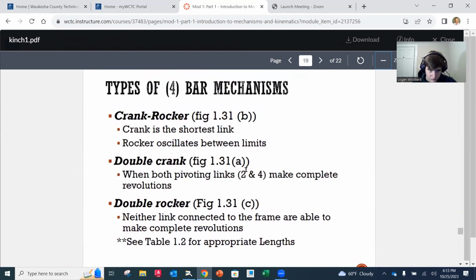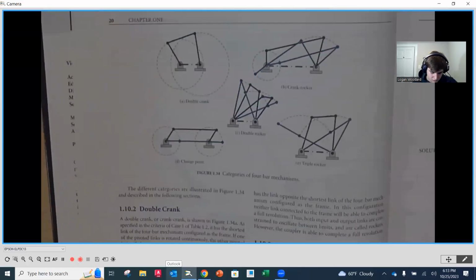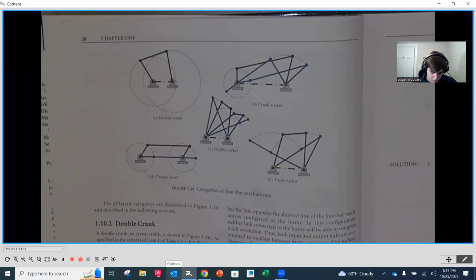I don't have the page number identified, it's a little bit further. As we look at our chapter, if we skip over sections, you're not responsible for them. If we skip over examples, don't worry about them. At the top of page 20 are illustrations of each one: double crank, crank rocker, and double rocker. Let's look at examples of each in our book.